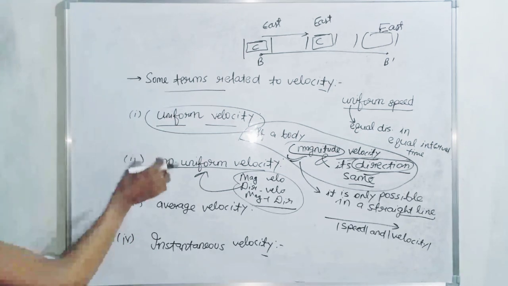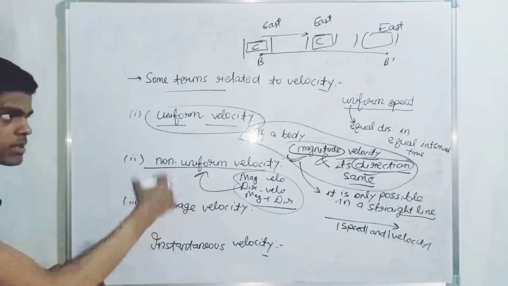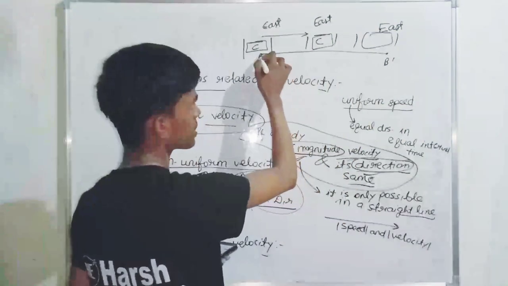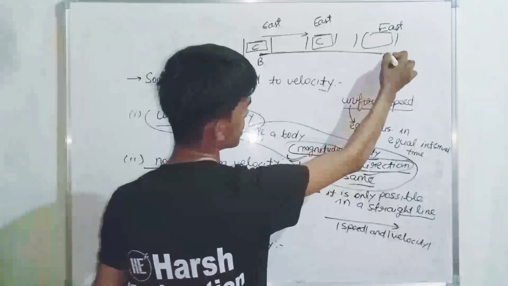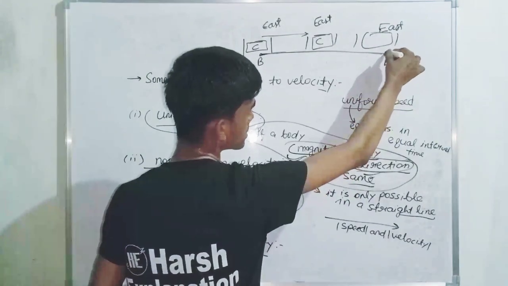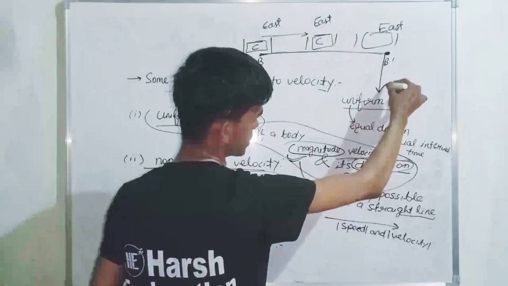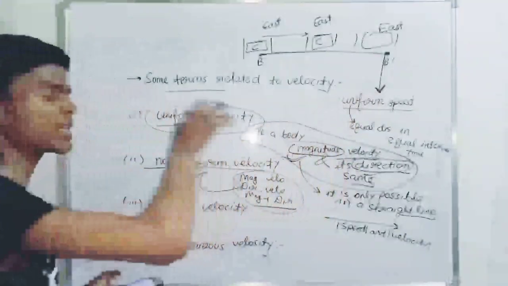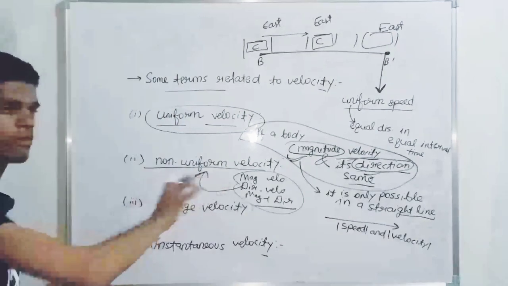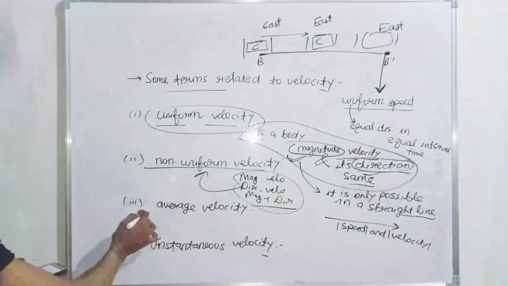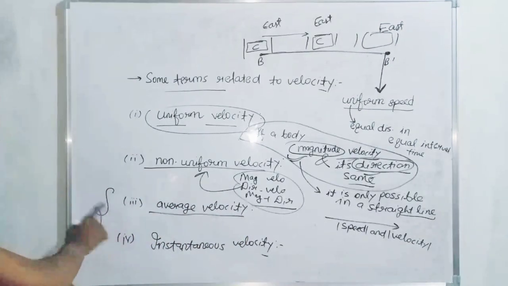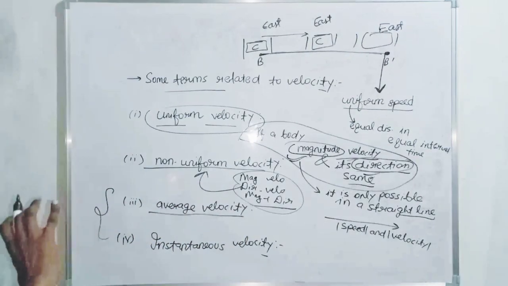Okay, so this is known as the non-uniform velocity. The thing is the same, only the example will be different. If this body is traveling in this direction, then what happens? This straight line motion will become different, and its direction will change. If it changes its direction, then easily we can say that it is non-uniform velocity.